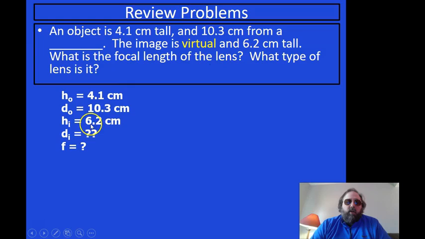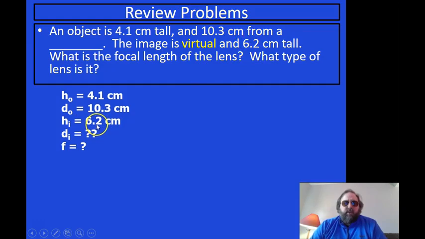So virtual, 6.2. And now here's something else. Virtual images, I don't know if you noticed this or not, but virtual images are always upright. So when it said it was a virtual image, not only did that tell us something about what our DI should be, and we'll talk about that in a second, but it tells us what HI should be. Because it's a virtual image, that means HI is going to be positive. Now, that also goes for real. Real images are always inverted. So if this had said the image is real and 6.2, then this would be negative 6.2.